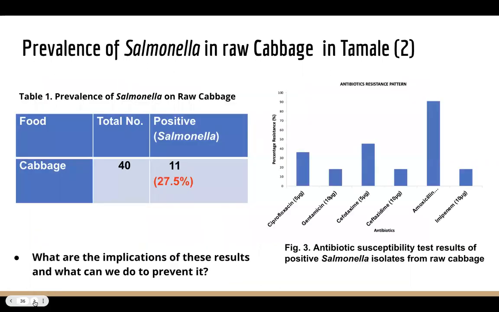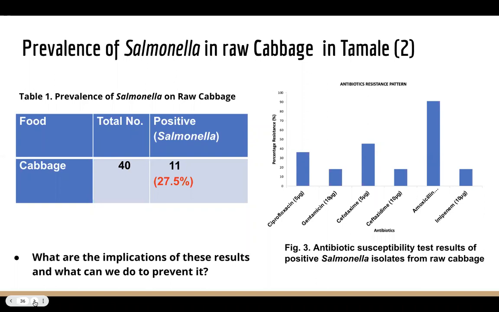Yeah, so we found out that out of the 40 cabbage samples we took from different markets of Tamale, 11 of them, that is 27.5%, were positive for salmonella. You remember that I told you we had people using this dam water and also sewage water in the cities to water vegetables. So you can see how this thing is spreading.